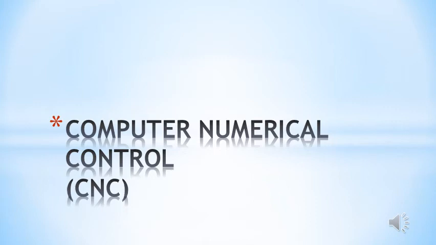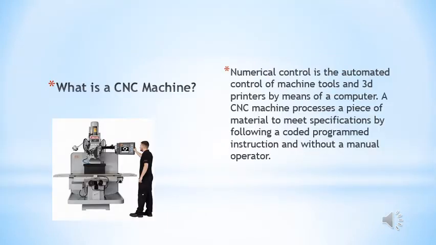Computer Numerical Control (CNC). What is a CNC machine? Numerical control is the automatic control of machine tools and 3D printers by means of a computer. A CNC machine processes a piece of material to meet specifications by following a coded programmed instruction without a manual operator.